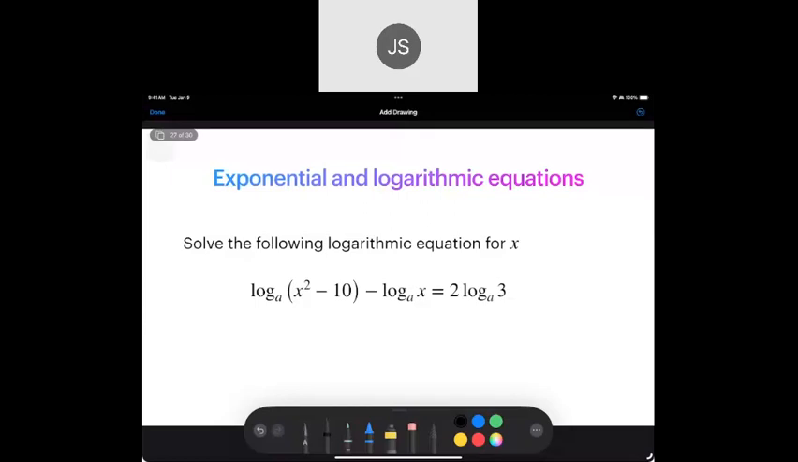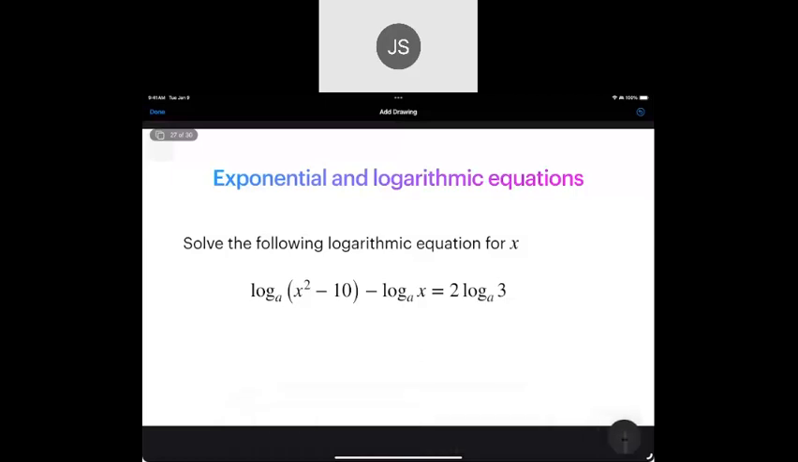Okay. Anyone want to try? Okay, Ben. Is it okay if I do it again?